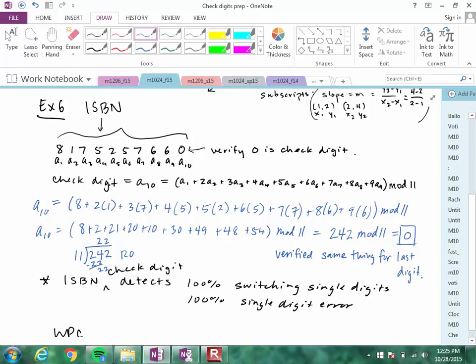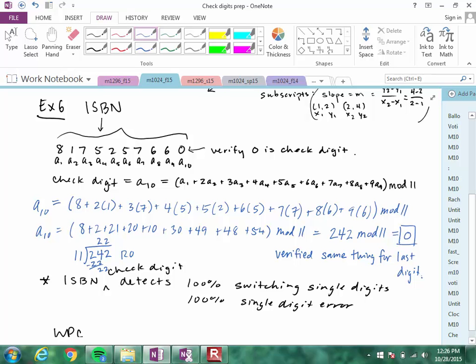So if we had, like, instead of 817, it was 187, and then the rest of the digits were correct, because that's a common error. People switch digits, right, if they're entering it. The check digit would catch that that's an error 100% of the time. So it's really good at catching that kind of error.